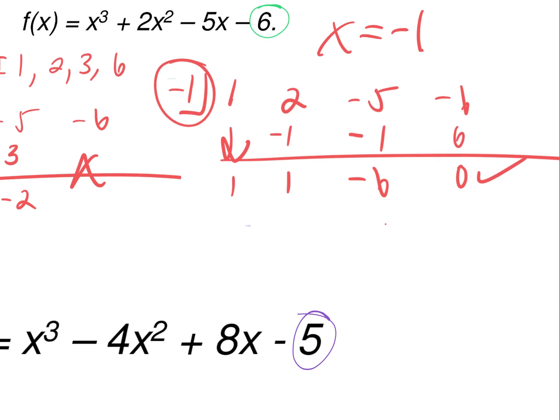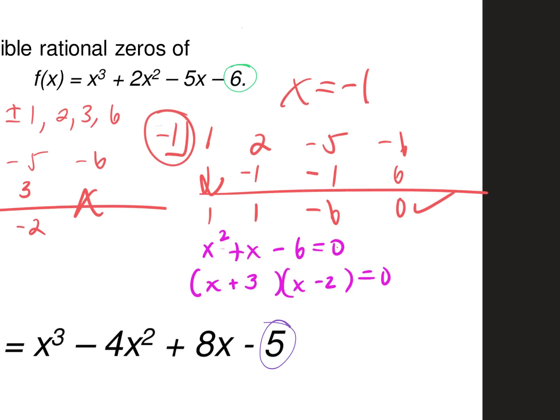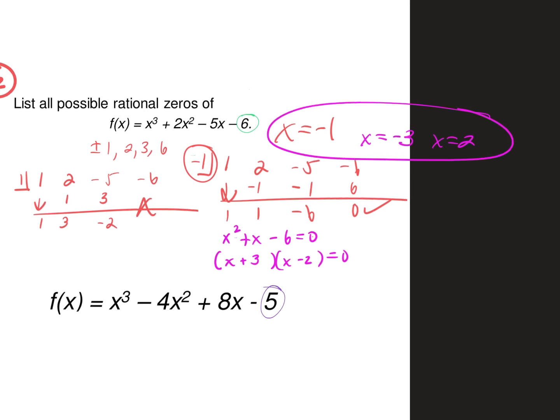And then what do you have left over here? X squared plus x minus 6 equals 0. Now, at this point, guys, if you get to a quadratic and it factors, awesome. If it doesn't factor, you have to use the quadratic formula. So I'm going to say, what times what gives me a negative 6 when I multiply, but a positive 1 when I add? 3 plus 3 minus 2. So what are your other two x's here? X equals what? Negative 3 and x equals 2. Good. Very good.